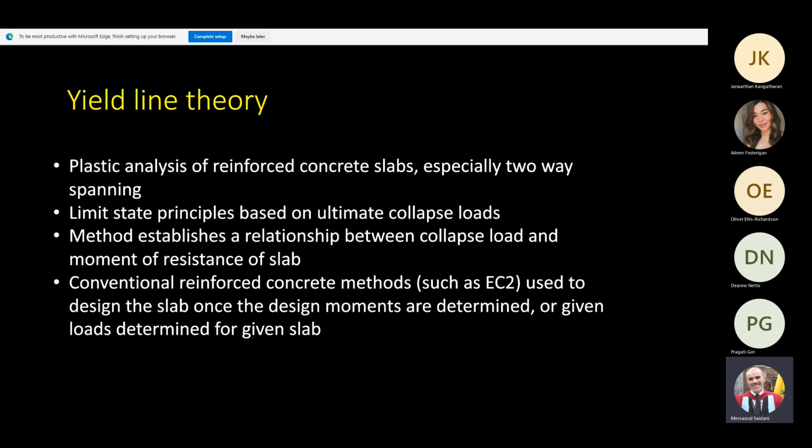It has got practical implications. You can use it in practice if you are designing a slab for a floor in a building. You can actually use this method to help you with the design.